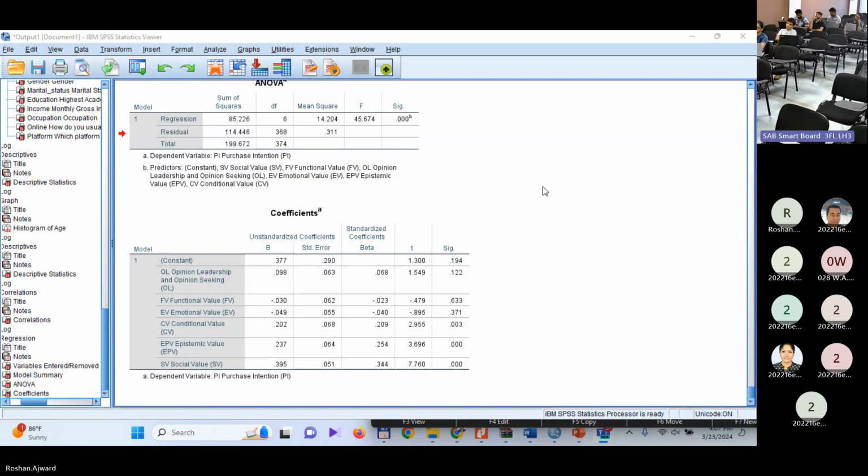By looking at this coefficient table, if you are to recommend how to increase the purchase intention, you have to give a recommendation to the developers of the music app to increase the purchase intention of their customers. What are the recommendations that you are going to give? Number one, increase what? The conditional value. Some conditions. Then increase the epistemic value, whatever that means. Then increase the social value.